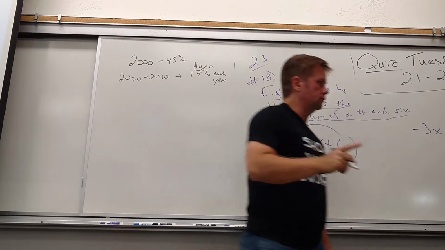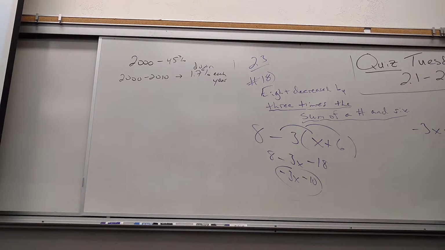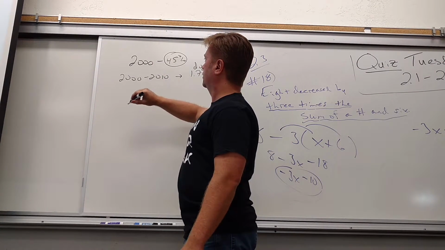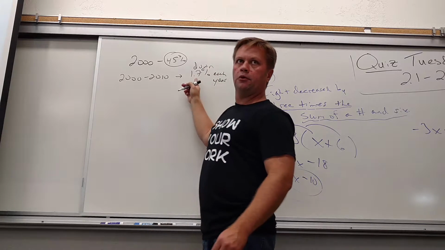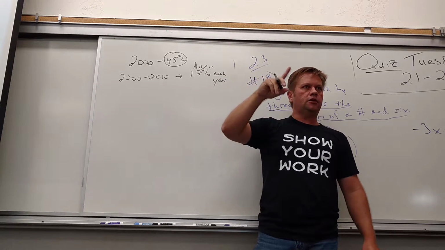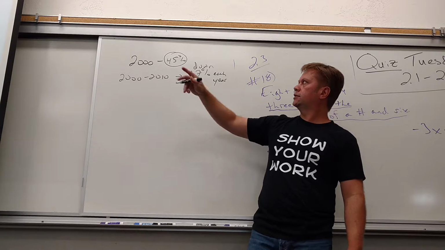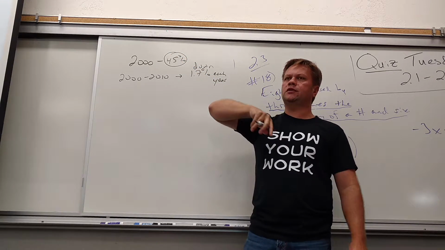Now, I'll bet you anything. Oh, they don't say it. Okay, so we can make it whatever it was. I like it. So in 2000, we're at 45%. It's going down by 1.7% each year. And I want to know how long until it's all the way down to 11%.